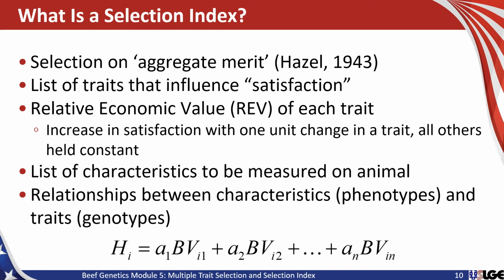It really is a list of characteristics to be measured on an individual, and the relationships between those characteristics and the genetics or the genotypes. And so here I have an expression of an index H, which is comprised of these A's, which are the weighting of the breeding values or of the EPDs. And so it's a sum of the genetic merit estimates, the breeding values or EPDs, weighted proportional to their economic importance.